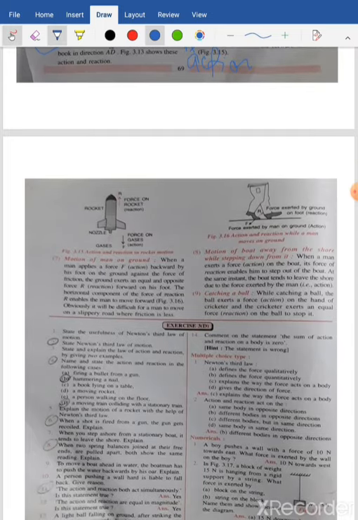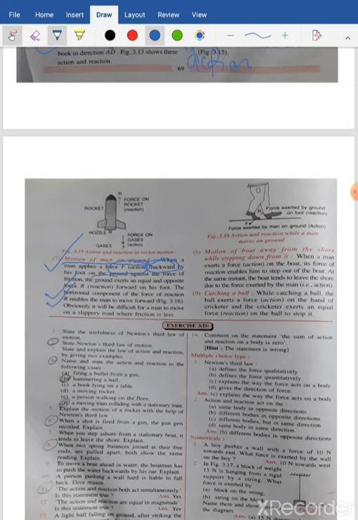In this last page we have three more examples. Number seven example, motion of a man on the ground, like walking. I've already explained this to you, isn't it? Whenever you are walking, you apply force by your feet on the ground. You push the ground with your feet. That's why you are able to move forward. So here the action is by your feet, which is in the backward direction. Now the opposite of backward is forward, isn't it?